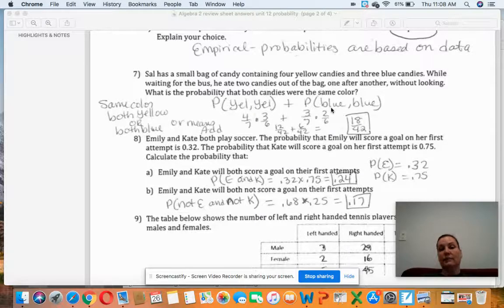And then I'm doing the same thing with the blue. The probability that the first candy he ate was a blue, there's 3 blue out of 7, 3 sevenths. And the second one is a blue, there's 1 less blue candy in there, so it's 2 out of 6, and there's 1 less candy total. That is 6 over 42, and I'm adding 12 over 42 plus 6 over 42, and that's how I get 18 over 42.